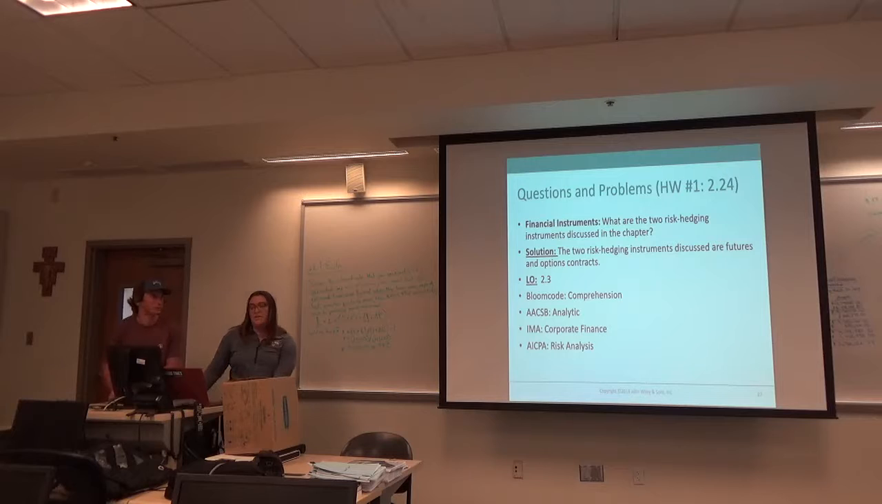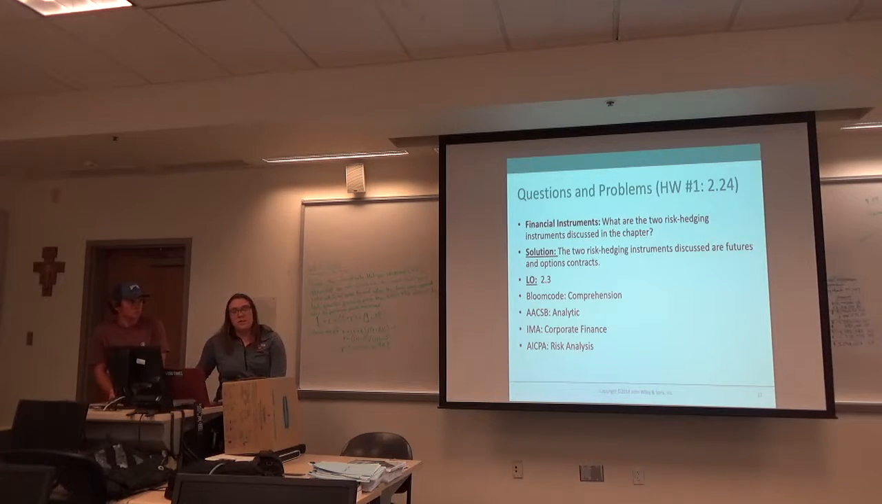And so here are the homework problems. We included 2 homework problems that will be due soon. So this is 2.24, and the question is the first bullet point, and then the solution is as follows. What are 2 risk hedging instruments discussed in the chapter? The 2 risk hedging instruments discussed are futures and options contracts.